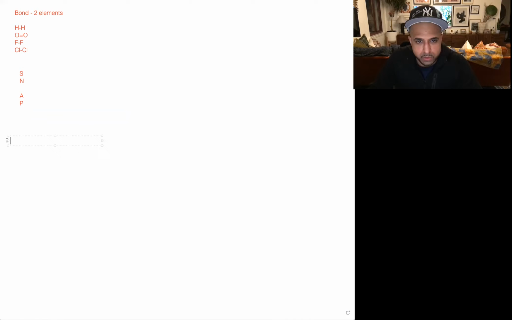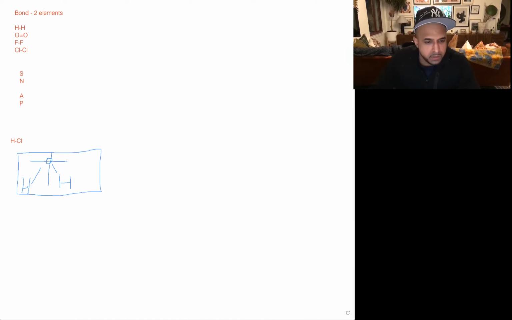If I do HCl, I have H on the left side of the bond, I have Cl on the right side of the bond. That's not the same. Those are polar. If I have water, water actually looks like this. Water is H2O. So this H-O bond is polar, and this H-O bond is polar. And the entire molecule is also asymmetrical up and down, bilaterally.